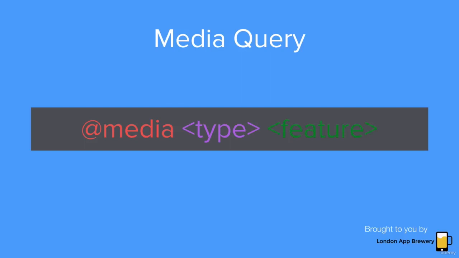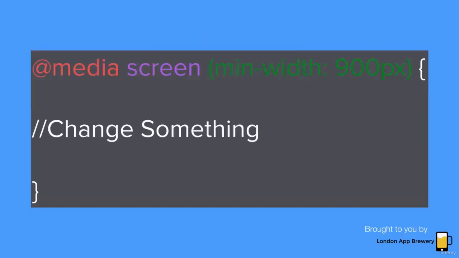And then the third thing is the feature. So as we said before, the media query is a query. So we're checking to see if something is true or false. So we can check to see, for example, if the media is a screen, i.e. being displayed on a device, and the feature is that its minimum width is 900 pixels. So we're checking to see what size the website is being rendered in. Is it being rendered in something that's really large, like a desktop computer? Well, then in that case, we're going to change something.